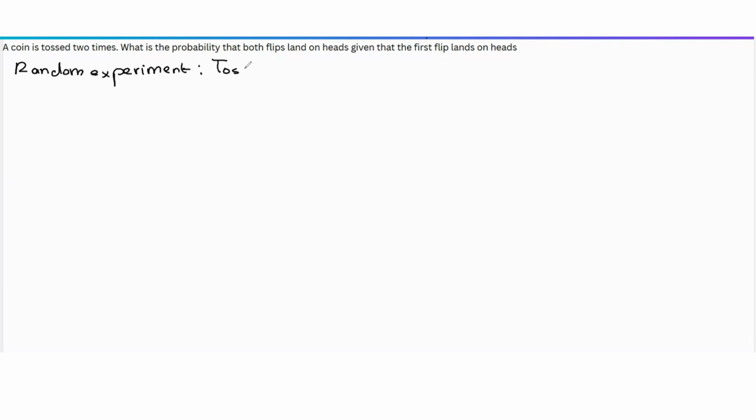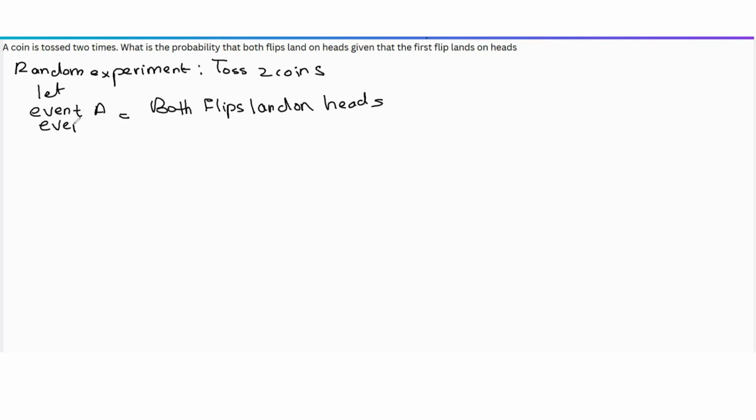toss 2 coins, and let's define our events. Let's define event A to be both flips land on heads. And let event B be first flip lands on head.